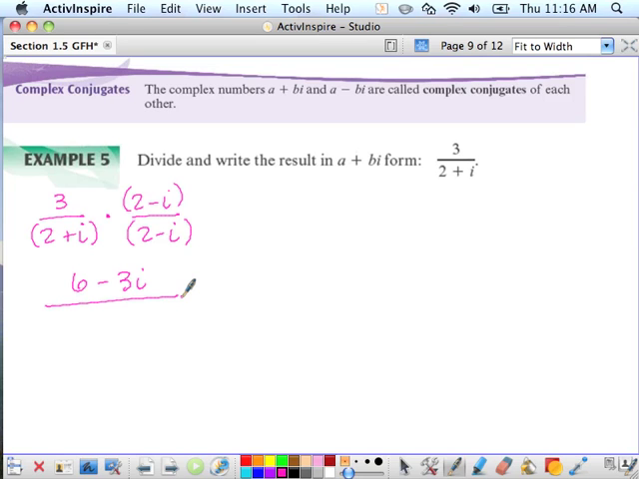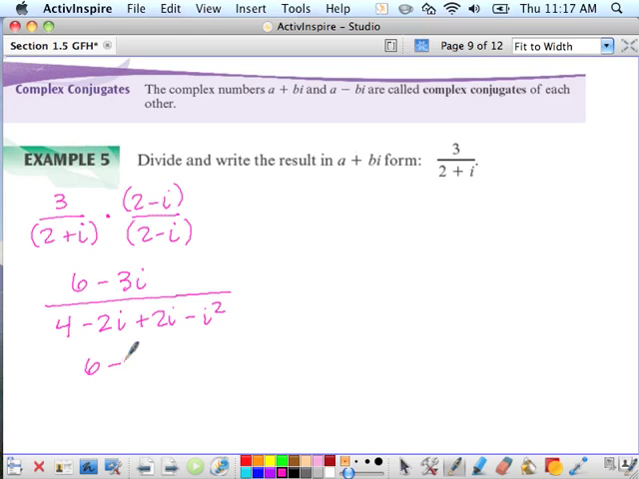Now the denominator is a binomial times a binomial. And we need to multiply that out using FOIL. So we're going to multiply 2 by 2, 2 by negative i, and then we're kind of done with the 2, so we can move on to the i. If we multiply this positive i by 2, we get positive 2i. And then if I multiply positive i by negative i, I get negative i squared.